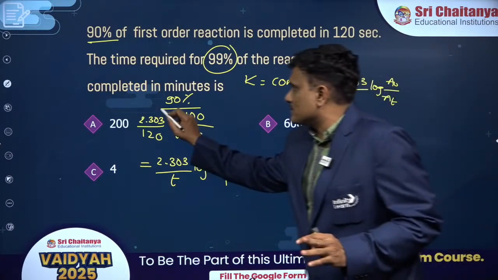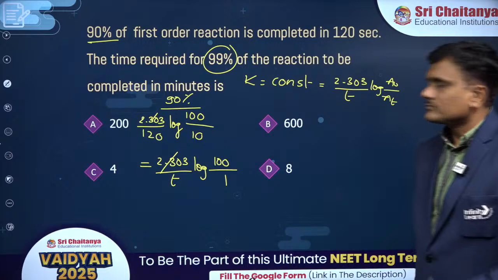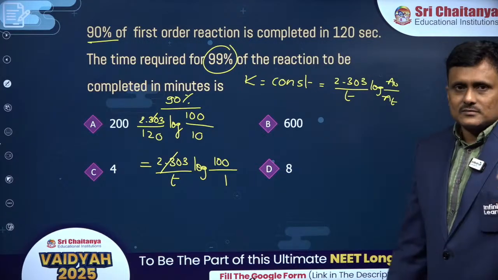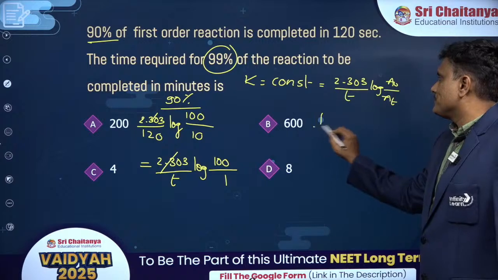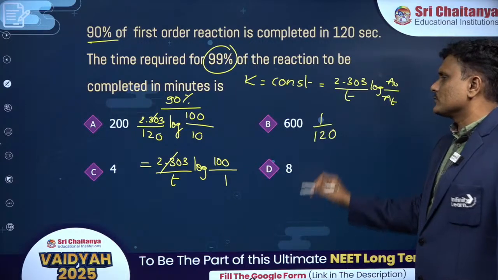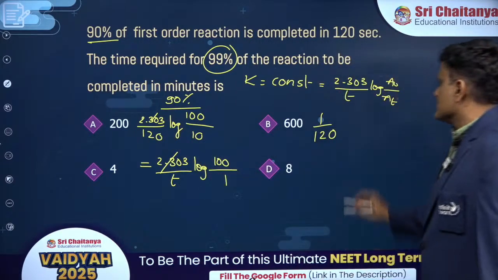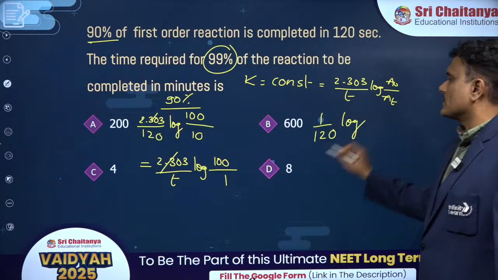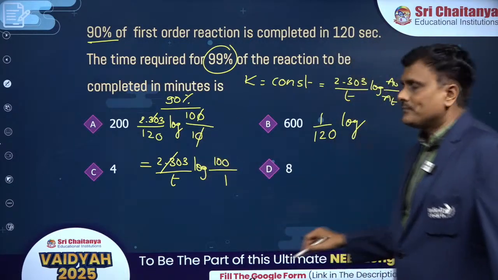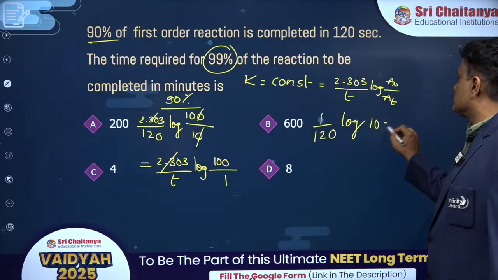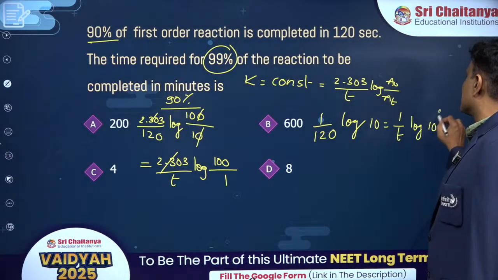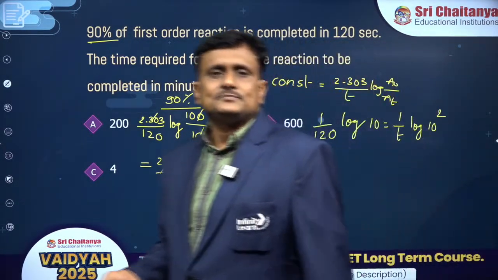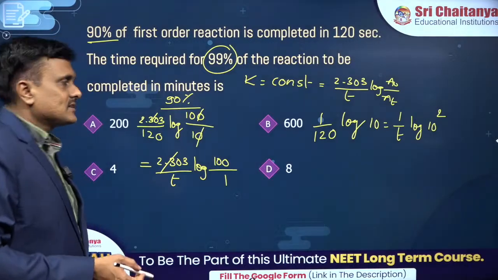So what will happen here? Let me explain the calculations. When you get log terms, how would I cancel that off? You can see that 1 by 120, 2.303 is gone on both the sides. Log of this value, 10, is equal to 1 by t, log 100. You can write it as 10 squared. 100 can be written as 10 squared, isn't it?